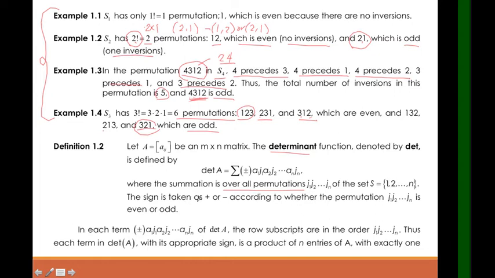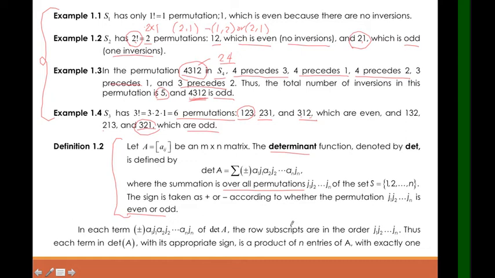The sign is taken as positive or negative according to whether the permutation j sub 1, j sub 2, and so on up to j sub n is even or odd. Later on, you will understand this. Okay, maybe you get confused because of the definition, but later on you will understand how to compute for the determinant. In each term, positive negative A sub 1 j sub 1, A sub 2 j sub 2 up to A sub n j sub n of that A, the column subscripts are in the order j sub 1, j sub 2 up to j sub n.